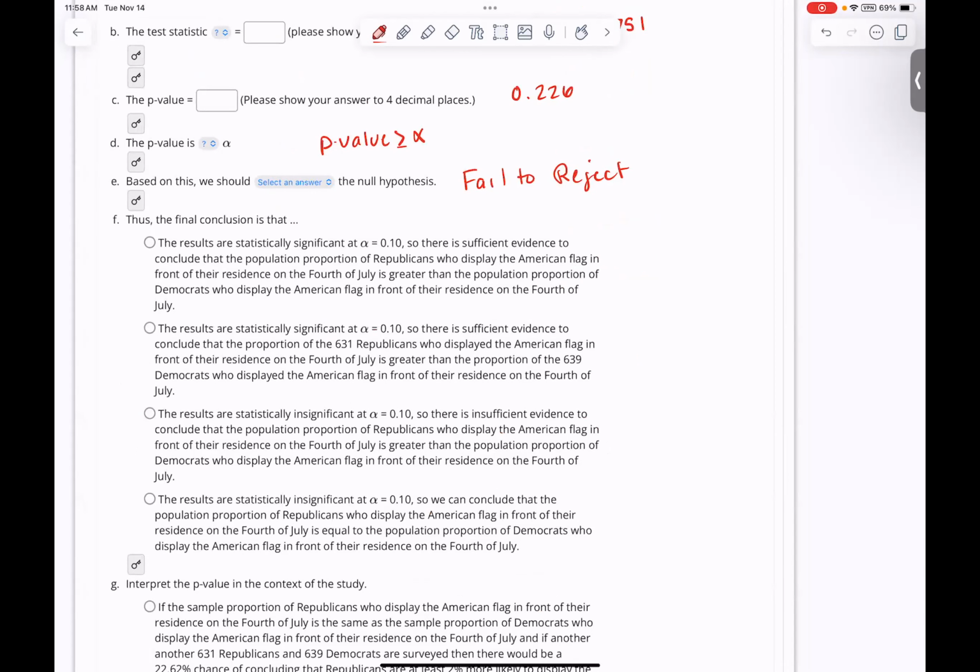So it's going to be not this one, not that one, because the data isn't significant. So it's either the 3rd or the 4th. And it's got to be this one because what we tested is that it's greater. We didn't test equals, which was the 4th one.